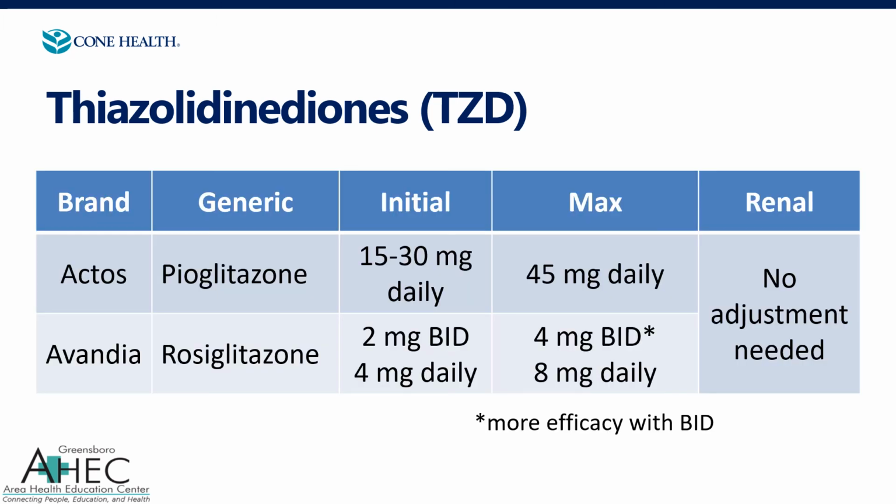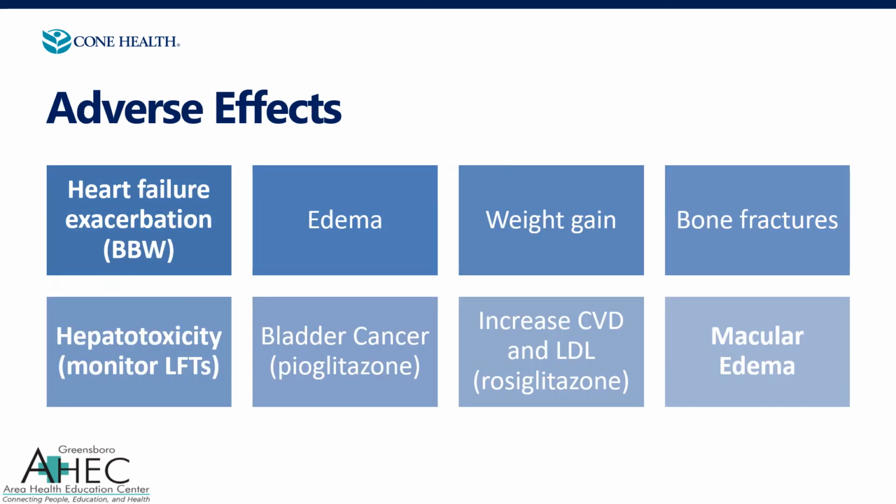There are two TZDs, including pioglitazone and rosiglitazone, and I've listed here the initial and max doses, and again, there's no renal adjustment required. A big reason why TZDs are not as commonly used compared to other drug classes is due to the multiple different adverse effects, cautions, and contraindications.